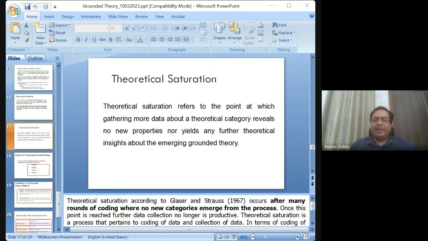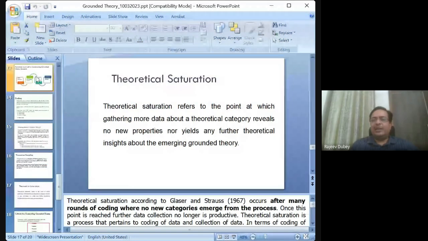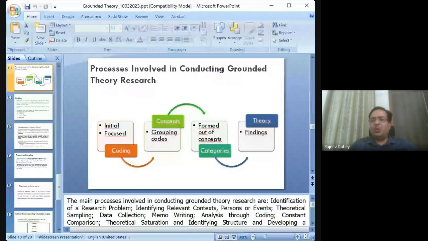And in this sense, you find that in grounded theory, the theory is a set of well-developed categories that are systematically related through statements of relationship to form a theoretical framework that explains some relevant social or other phenomena. We have already seen how, through coding, the concepts emerge, from concepts the categories, and from categories, when the core categories are linked together, it leads to a theory.